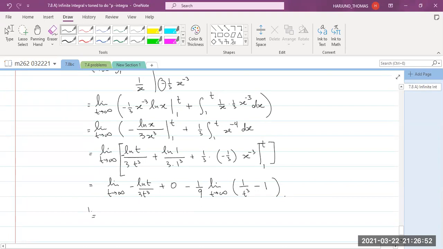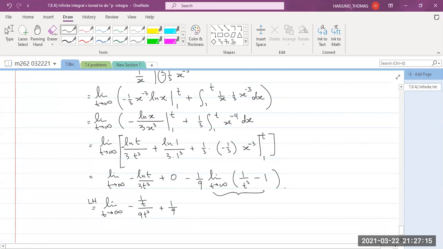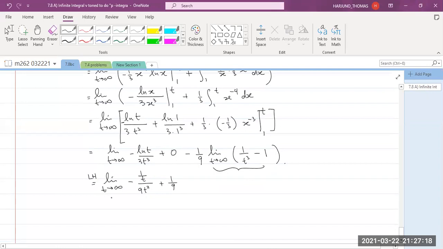Okay, I will apply L'Hopital's rule for the first term. The limit as t goes to infinity of negative 1 over t over 9t squared, plus, this is negative 1, right? So that's plus 1/9. When t goes to infinity here, this is the limit of negative 1 over 9t cubed. Oh, that will be 0. So that's 0 plus 1/9. That's 1/9.